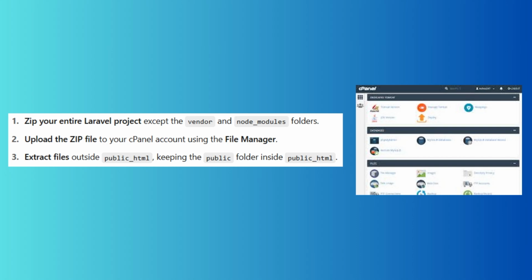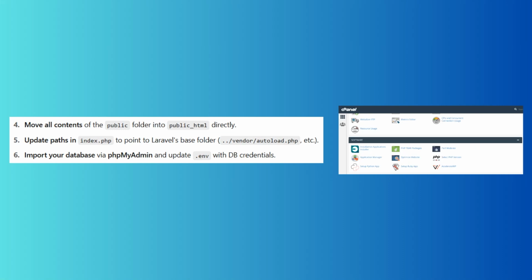Now extract files outside public_html, keeping the public folder inside public_html. Move all contents of the public folder into public_html directly. Update paths in index.php to point to Laravel's base folder by following the code which you can see on your screen.